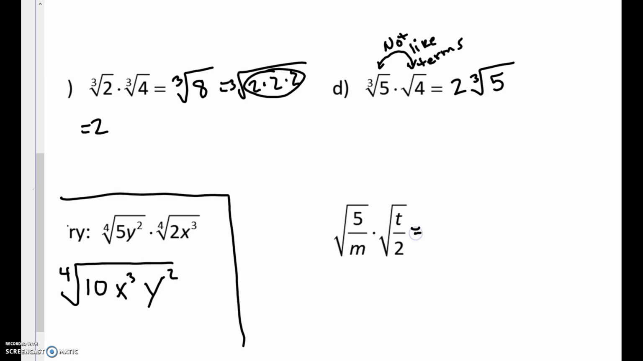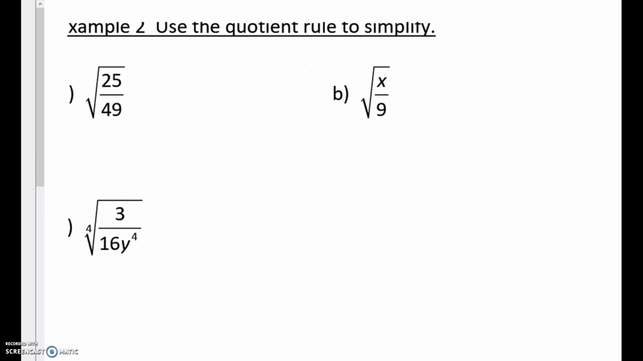If we've got a fraction, same thing applies. We simply multiply my tops together, 5t, and multiply the bottoms, 2m. All right, let's look at our next page. All right, now we're going to use the quotient rule to fully simplify. Well, 25 over 49 itself doesn't simplify, but if we recall, 25 is 5 squared, and 49 is 7 squared. Well, the square root of 5 squared is 5, and the square root of 7 squared is 7, so we just get 5 sevenths.